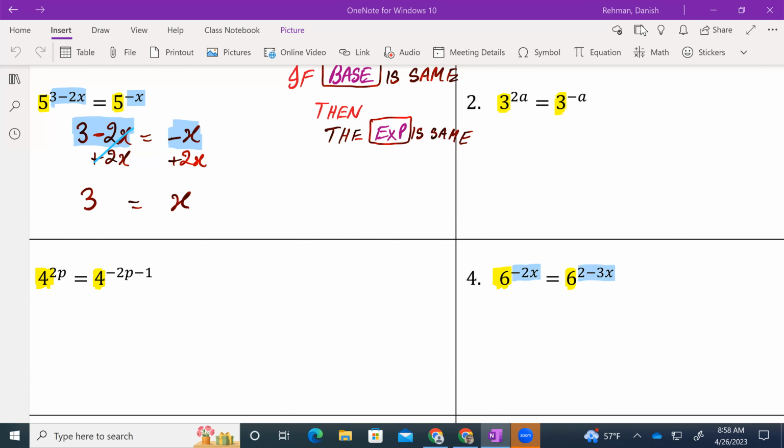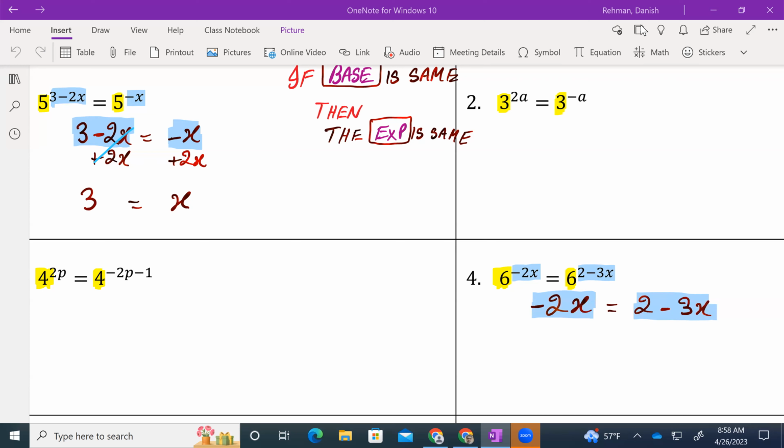So what I will do, I will equate the blue highlighted exponents. Negative 2x equals negative 2 minus 3x over here. So this is something that we have now equated because the base was same. Is it easy to solve? What do you think? What should I do to find the value of x here? Can someone tell me?